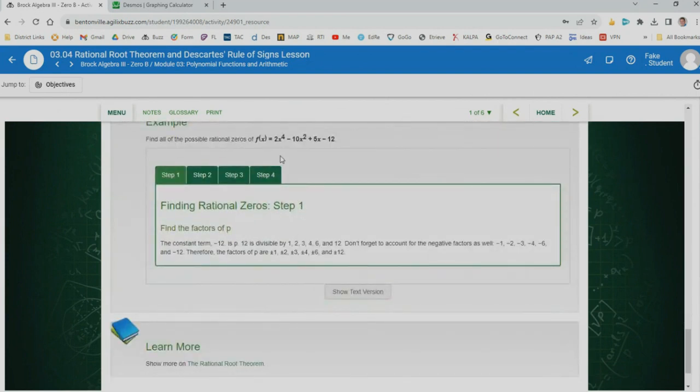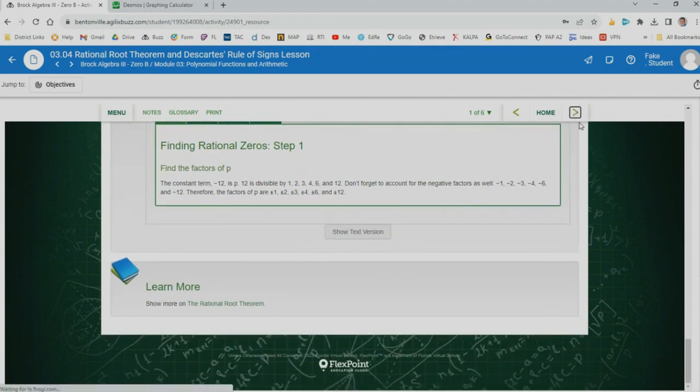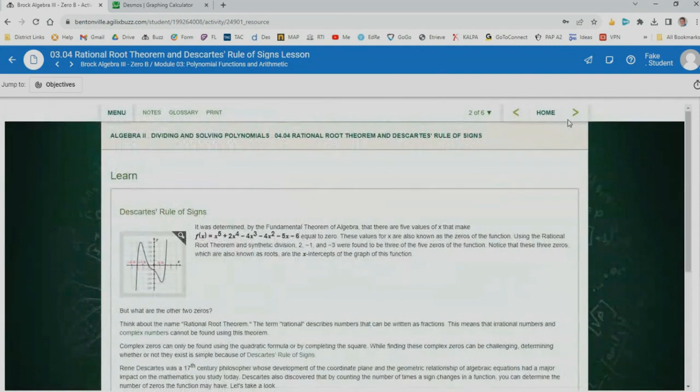Here's another solution, finding the rational zeros of this. I do want to do one more example just to look at the P's and Q's part again. So we'll do that in a moment here.